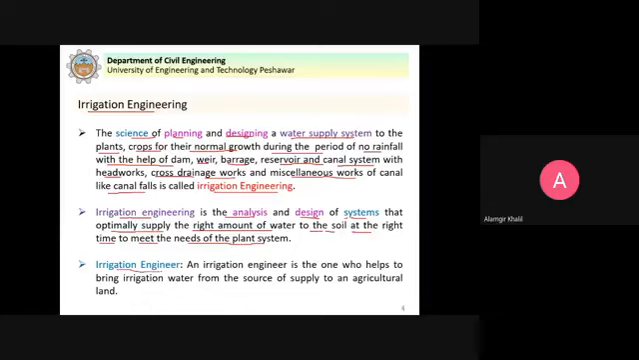Irrigation engineer. An irrigation engineer is the one who helps to bring irrigation water from the source of supply to an agricultural land. So an irrigation engineer is the one who helps to bring this water from the source to the agricultural field. That is an irrigation engineer.